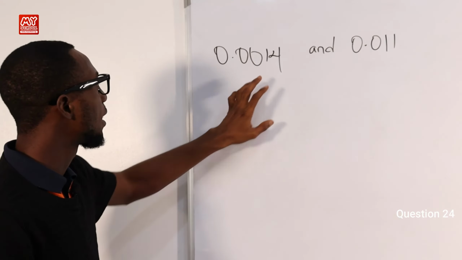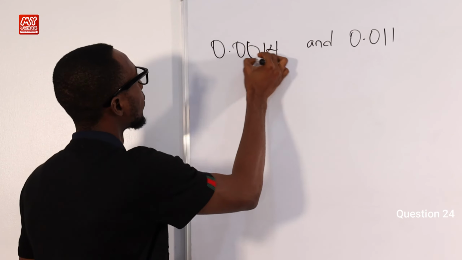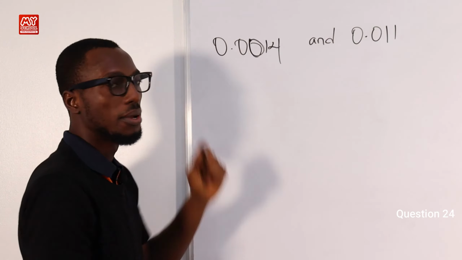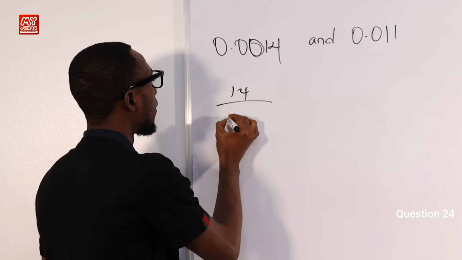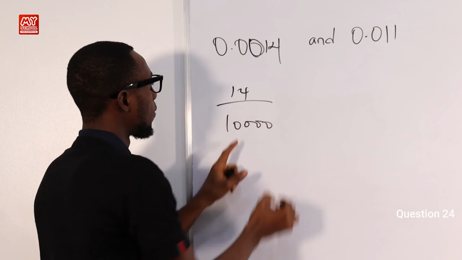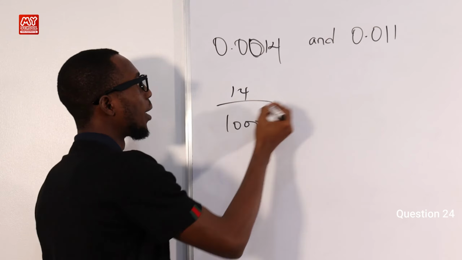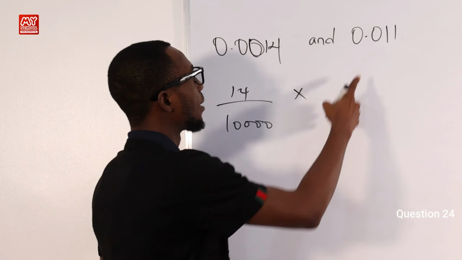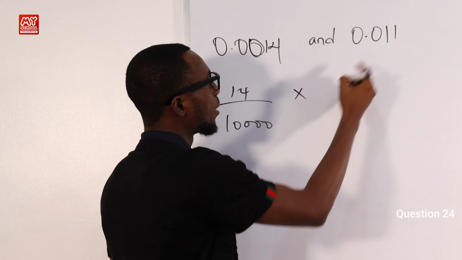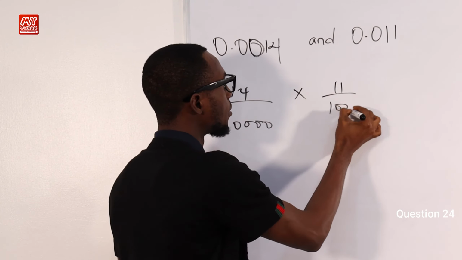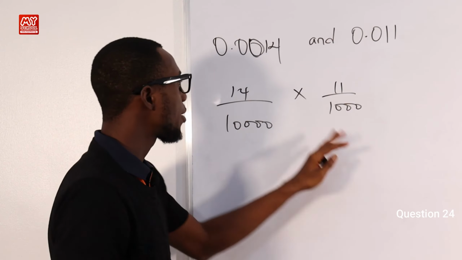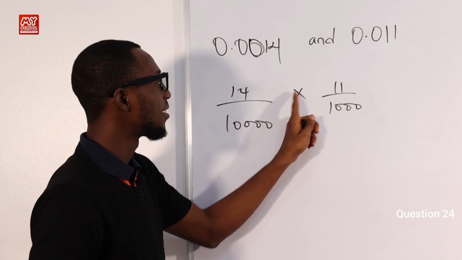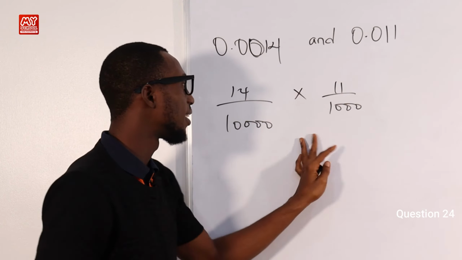So if we are to convert this to standard form, this is very easy. Okay, we just have 1, 2, 3, 4. So that will be 14 over 10,000, 4 zeros. Okay, then we have times this. This is 1, 2, 3. So that will be 11 over 1,000. Okay, so we are asked to work this out in standard form. We can just multiply this. Okay, then we have our answer, then we divide it.